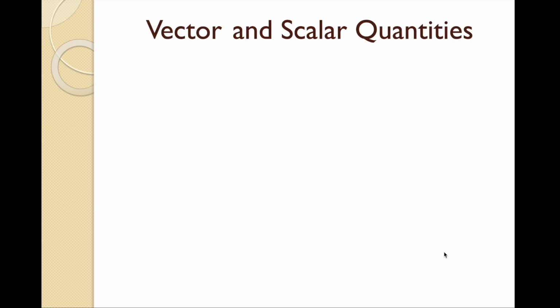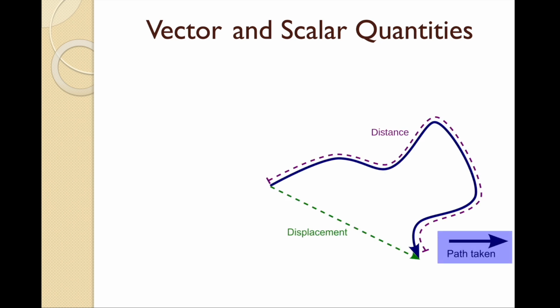Alright, so vector and scalar quantities. Those of you who enjoy physics should have an idea of this. Scalar would refer to something like distance, while vector would refer to something like displacement. The difference between the two is that a scalar measures a quantity that has size only. When we talk about size only, we don't care about direction. That's all we care about.